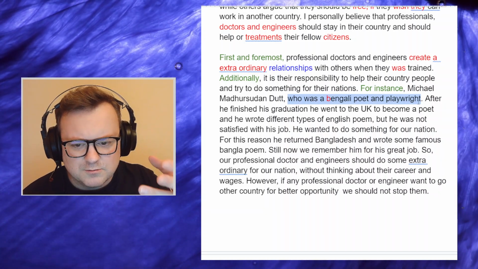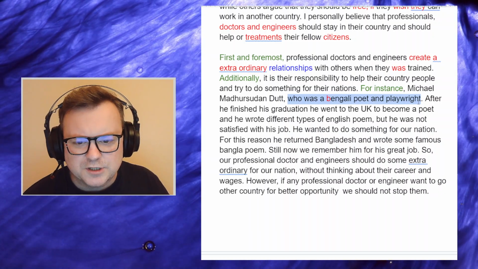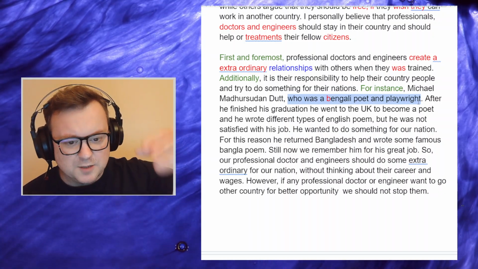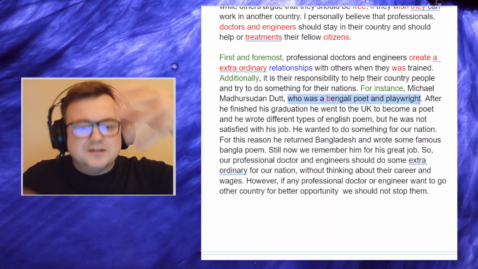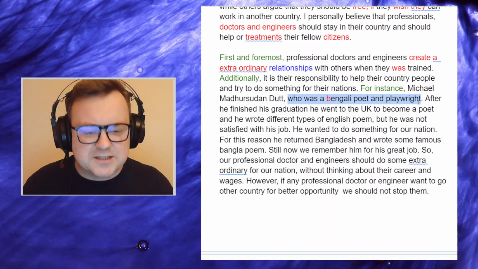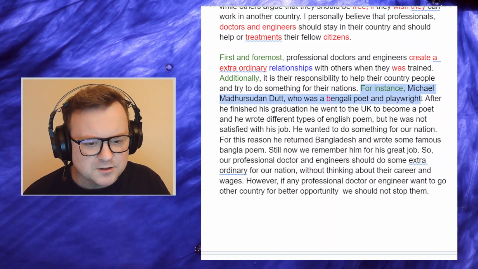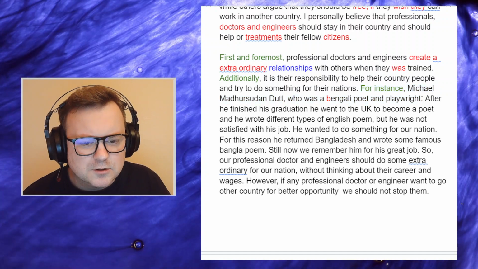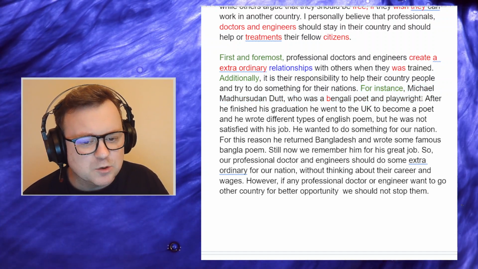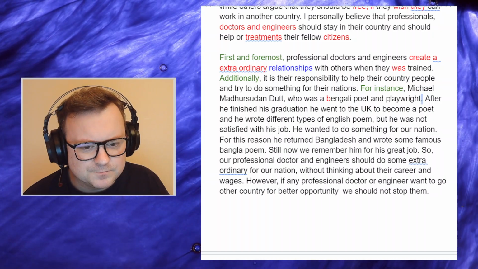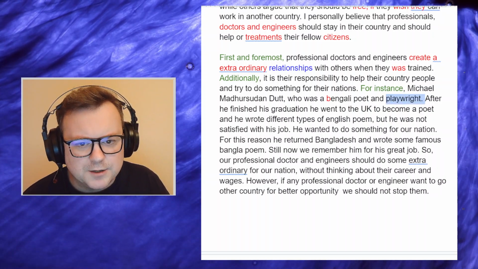Michael Madhursudan Dutt, who was a Bengali poet and playwright, comma, you need to continue that sentence. So this is only a fragment of a sentence. It isn't a full sentence. It's a fragment. And certainly in academic writing, we don't like fragments. So I'll just mark that red.